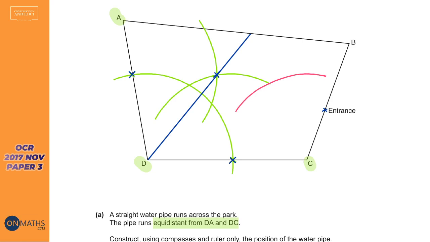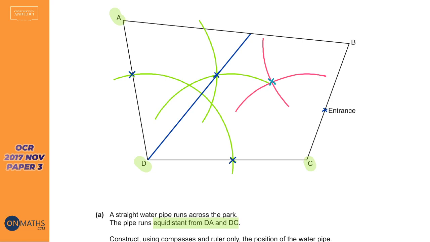You don't lose marks for drawing too long an arc, but keep the same distance on your compass, and that's the important thing. Okay, keep the same distance, and what we're going to do is draw another arc from B, like so. Okay, where those two have crossed is the point we're looking for.